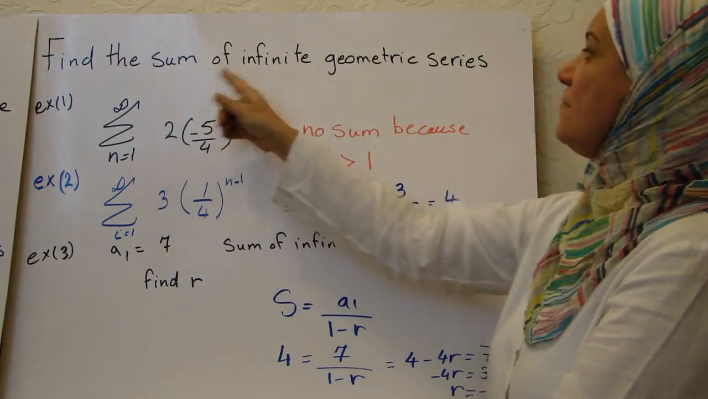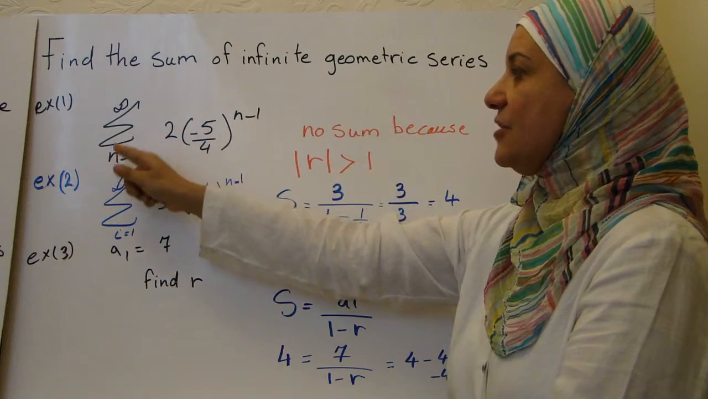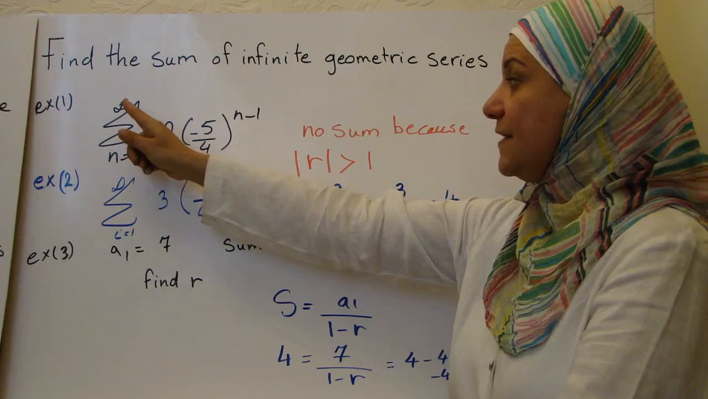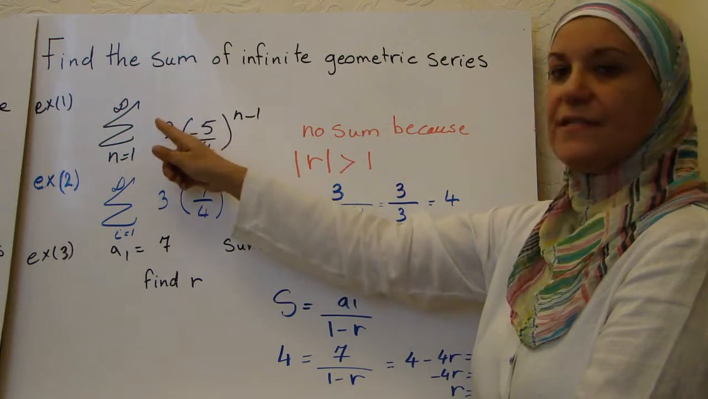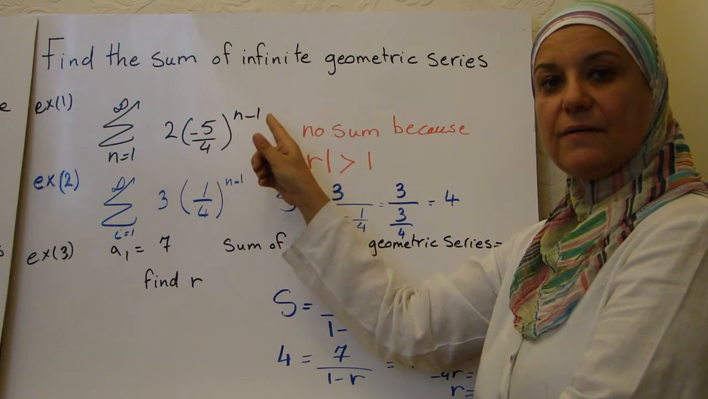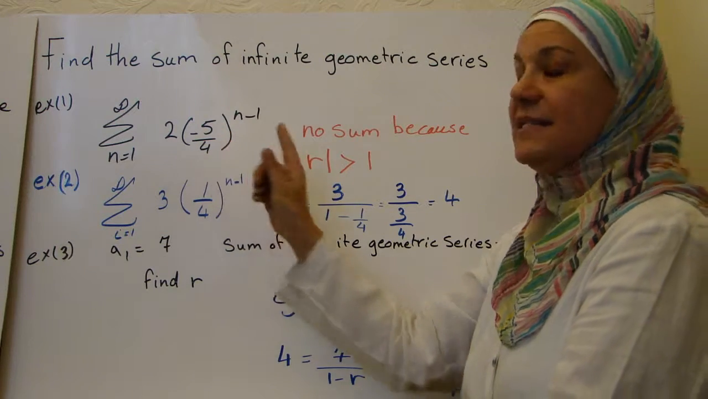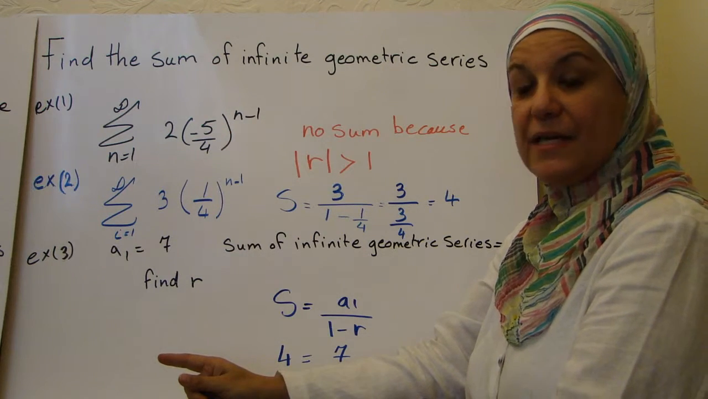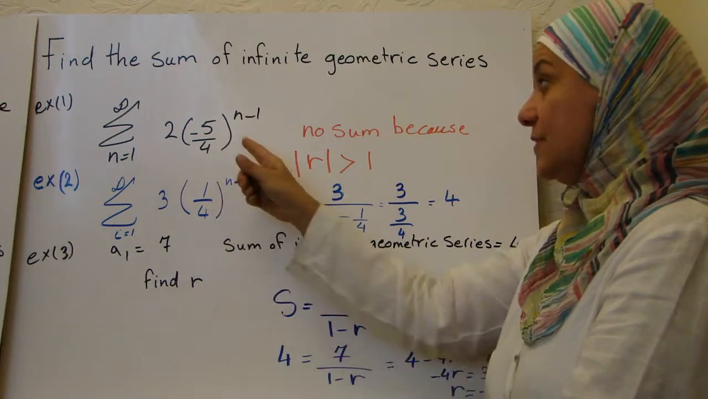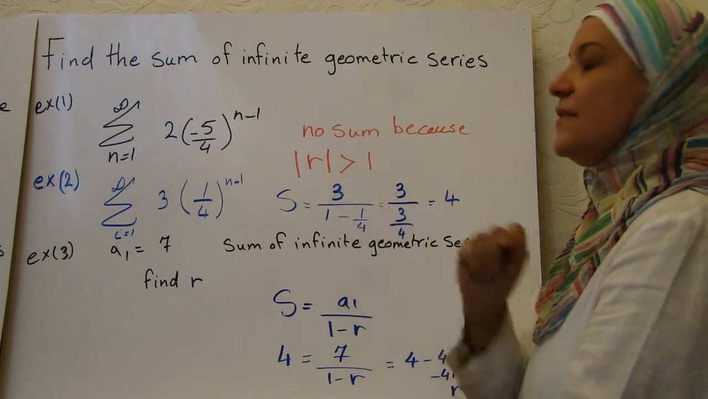Let me find the sum of an infinite geometric series. Those are two examples. Let's see. Summation notation, n, which is the first term, up to infinity, and then 2, which is the first term, between brackets, r to the power of n minus 1. See, the r here is minus 5 over 4. Is that less than 1 or more than 1? It is less than 1, but when we put the absolute value, it becomes more than 1.